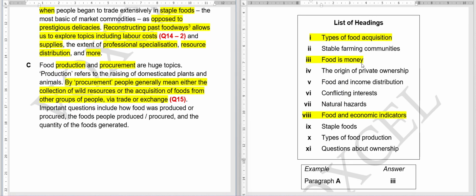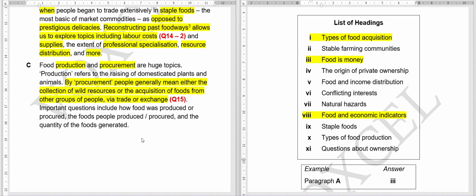If you have marked any other option, I will try to clarify why other options cannot be our answer. Stable farming communities, there is no mention of that. There is no mention of private ownership, nothing about income distribution. There is no conflicting interest. Natural hazard, there is no mention of any danger that occurs in nature. There is no mention of staple food. They have told about food production here, but what types of food production? There is no mention of that. There is mention of types of food acquisition, wild and people, but no mention of five food production types. Questions about ownership, there is no mention of ownership again, so this cannot be our answer.